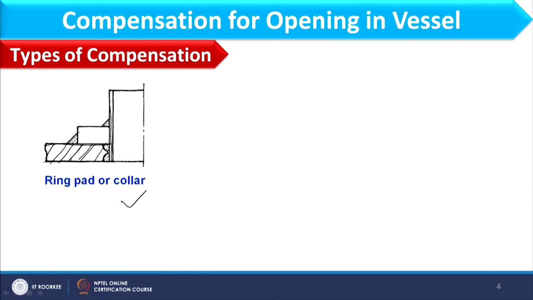So, here we have this shell where the opening is placed, and this section, if you are considering, is basically the ring pad or collar. So, we make a ring, and that ring is placed around the nozzle for reinforcement of the material.